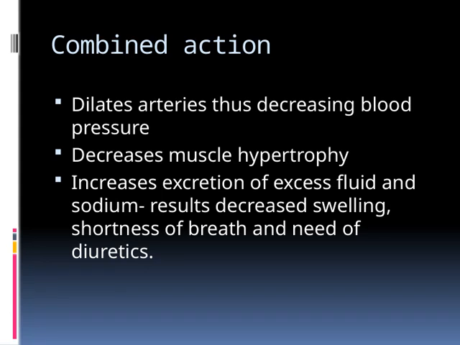Let's talk about the combined action of this treatment. First, it dilates the arteries, which helps to decrease blood pressure. This is crucial because lowering blood pressure reduces the strain on the heart and blood vessels. Next, it decreases muscle hypertrophy, meaning it can help prevent abnormal thickening of the heart muscle, which is often a response to high blood pressure.